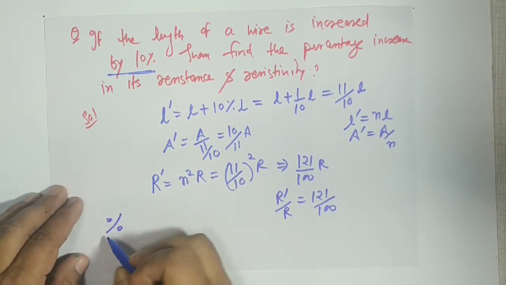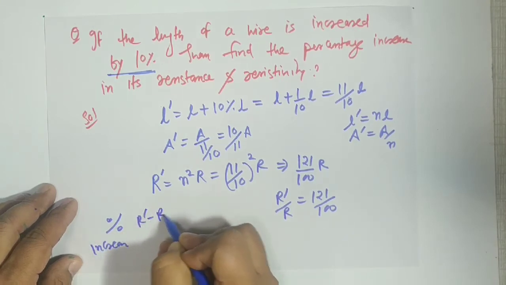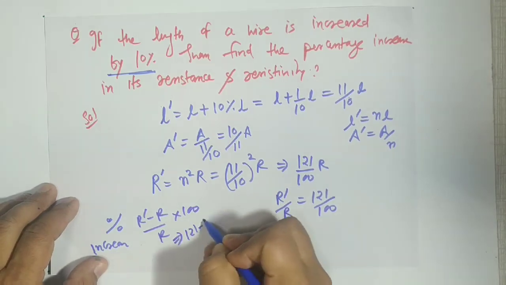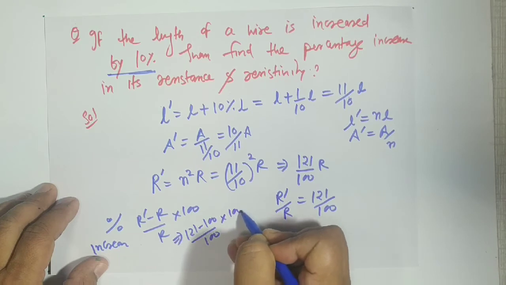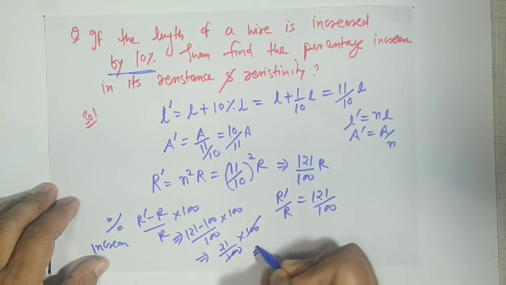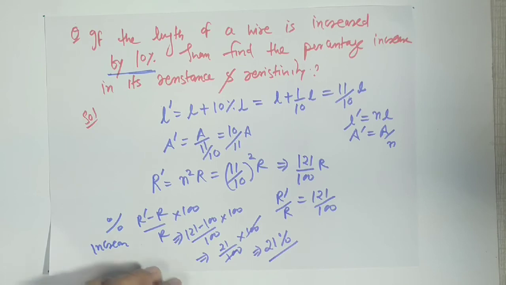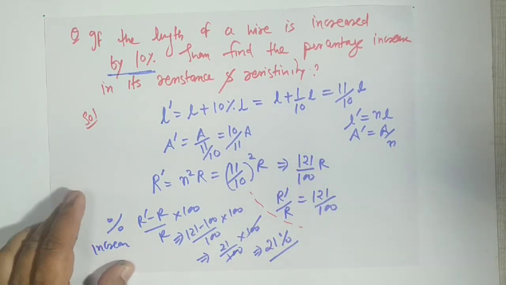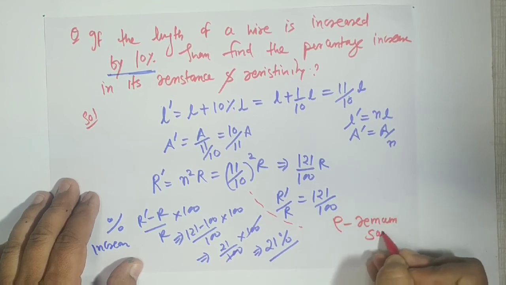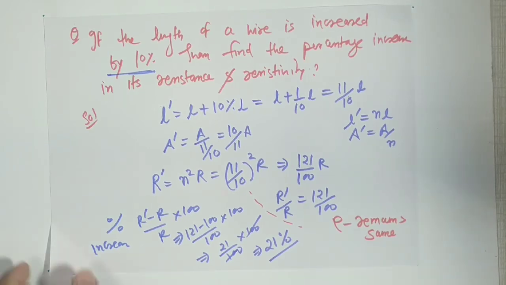Then the percentage increase, I think all of you know, is R dash minus R upon R into 100. It will be 121 minus 100 upon 100 into 100. Solve it out, it will be 21 by 100 into 100. The answer is 21%. Very important question, 2-mark question. Got it or not? And resistivity remains the same. So this is how we deal with resistance and resistivity.